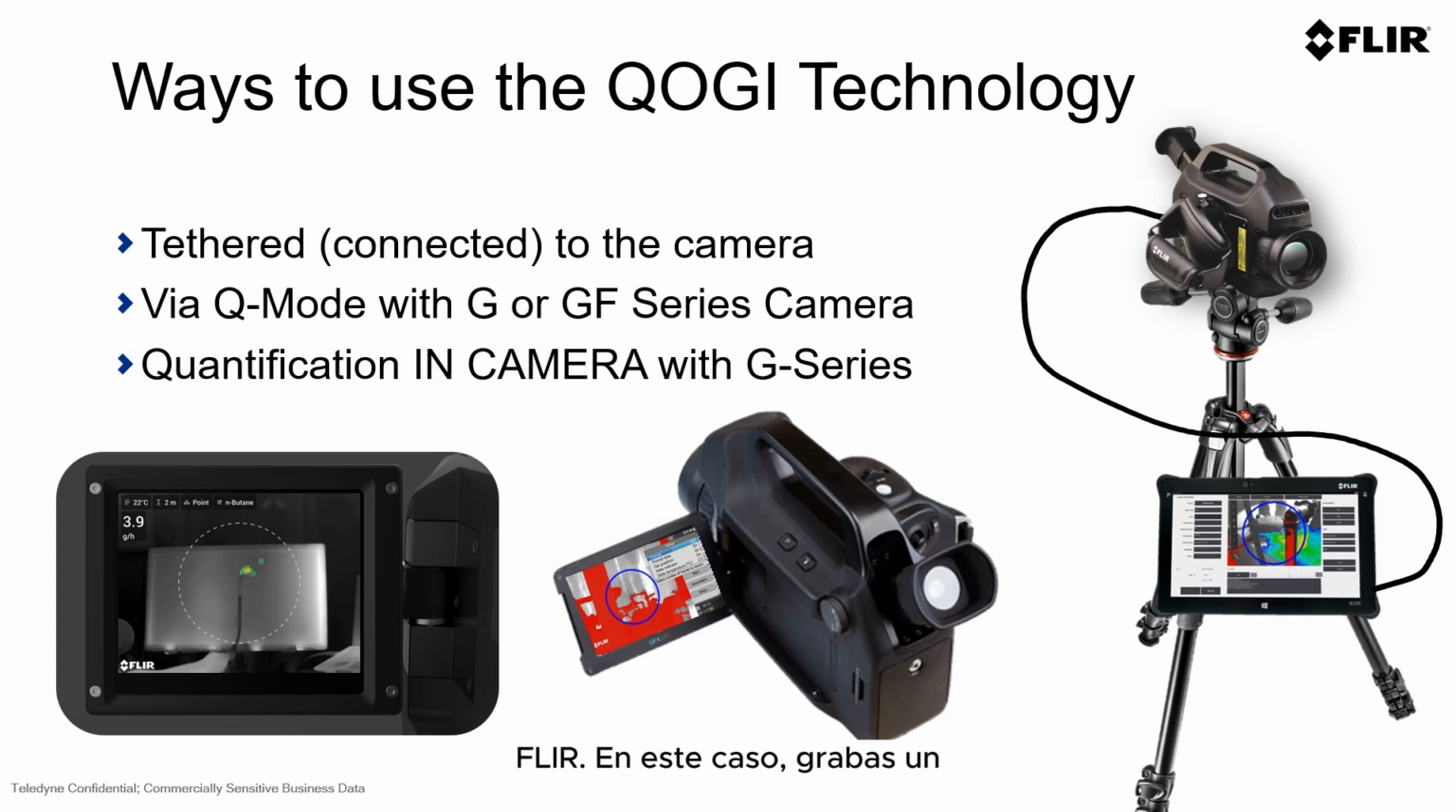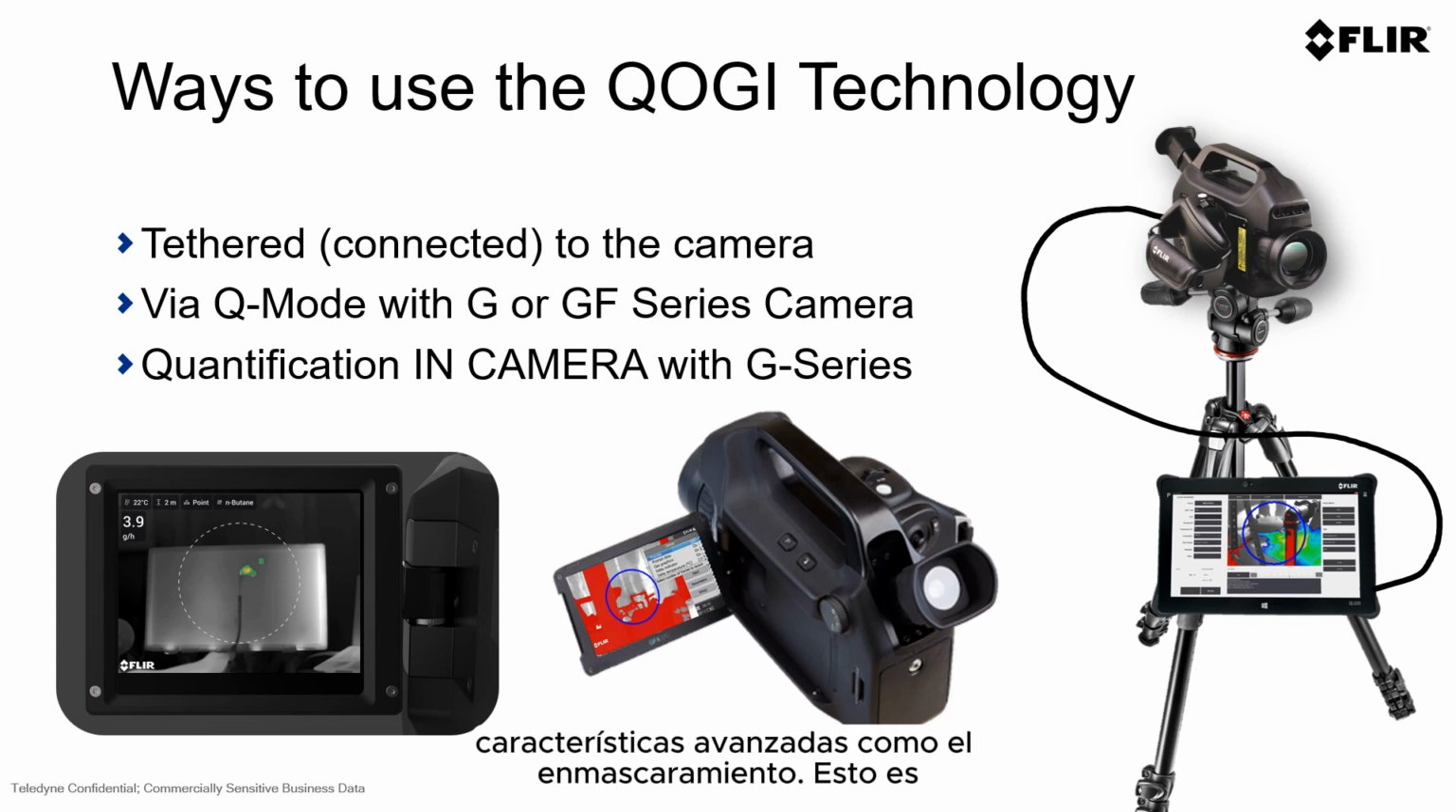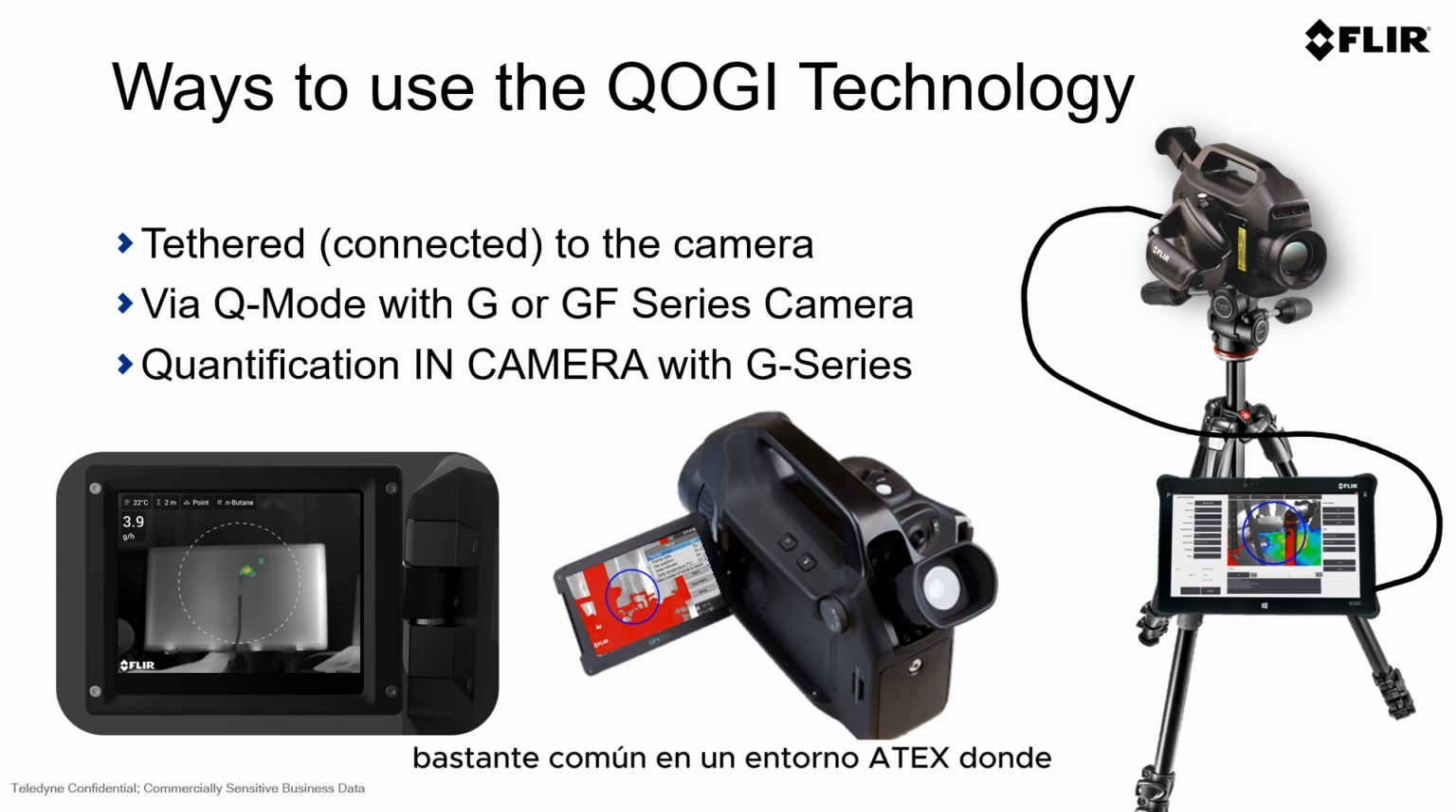In this case, you record a file or a video on the camera itself, and you can post-process that on the QL320 to activate some of those advanced features like masking. This is quite common in an ATEX environment where you cannot connect the camera to a QL320 live. The newest feature from FLIR related to QOGI is quantification in camera with the new G series camera. In this case, you simply set the camera up, you set the parameters, and record for 10 seconds with an output simply being a JPEG image.